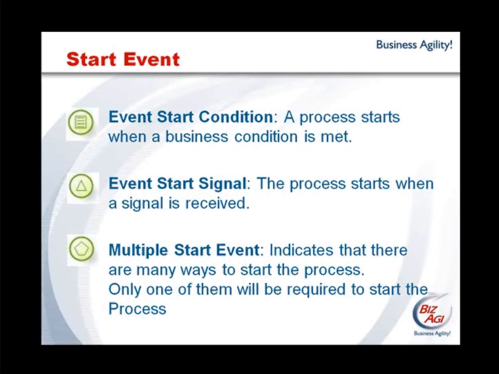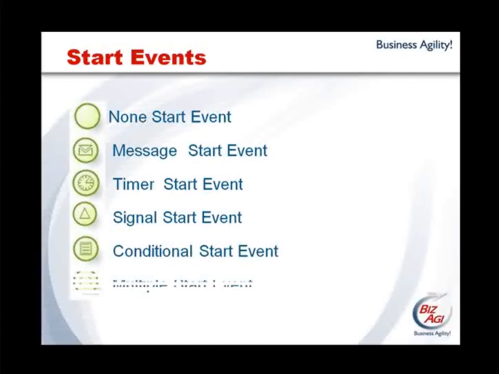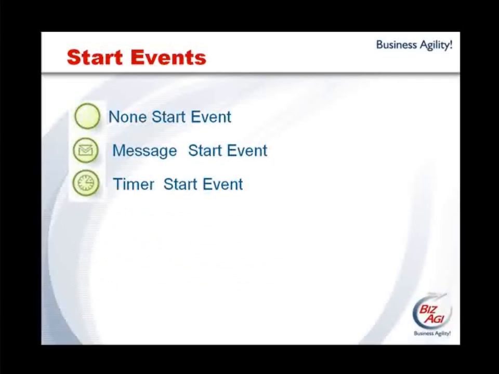As we have observed, these subtypes are identified with an icon on the inside of the circle. These are the event types that BPMN provides. However, the most commonly used start events are none, message, and timer. Let's look at an example of each of these.